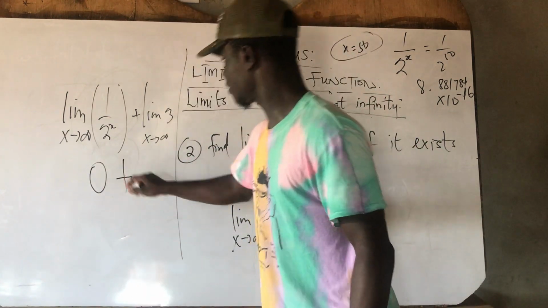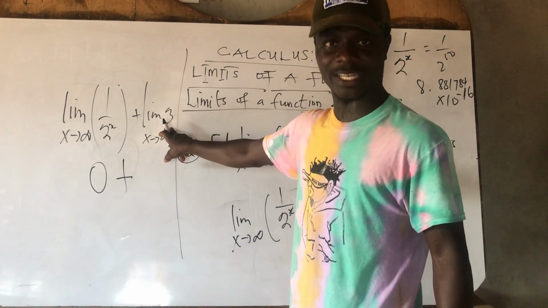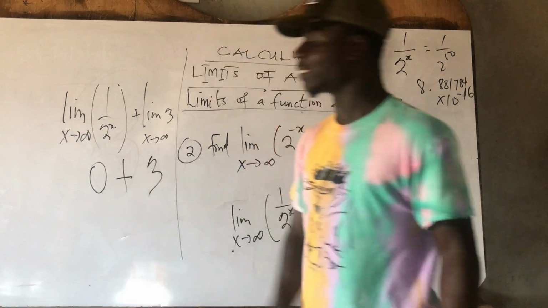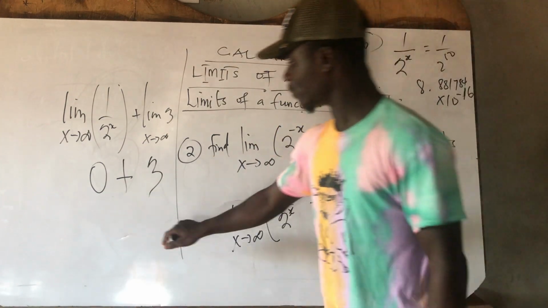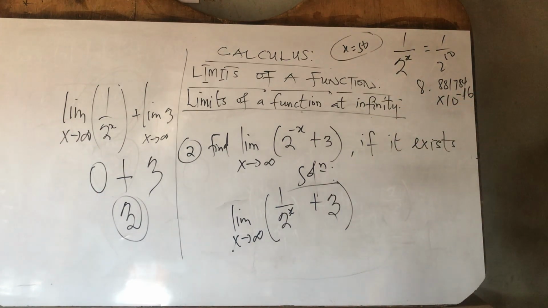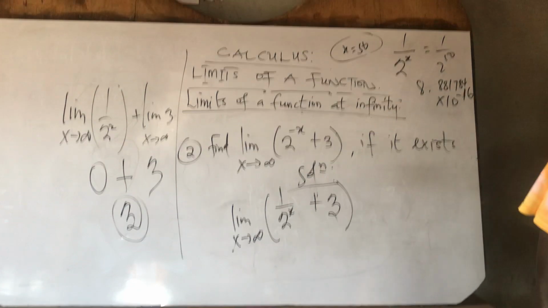Then plus the limit as x approaches infinity of 3. You know that this 3 is a constant value. So now we get the same thing as the constant here. So 0 plus 3 gives 3. So that's that. Very, very simple.